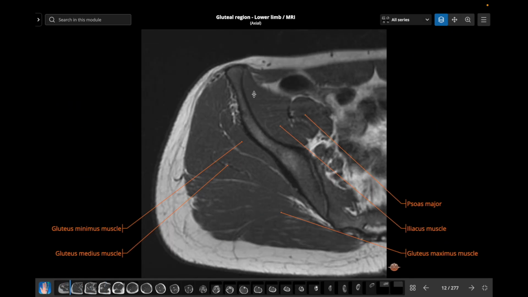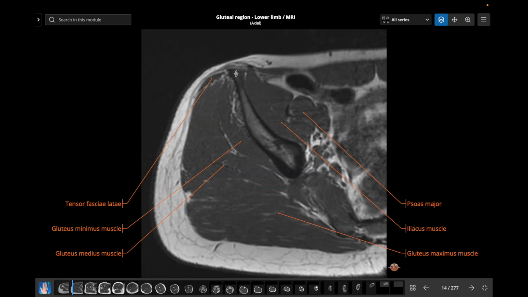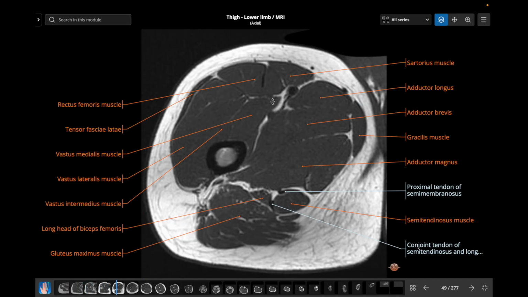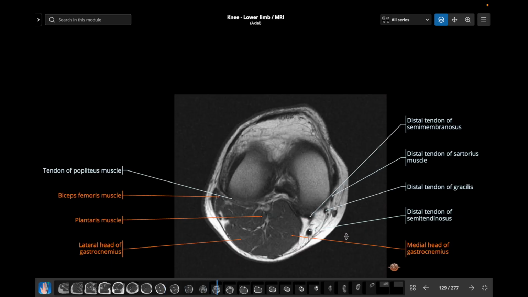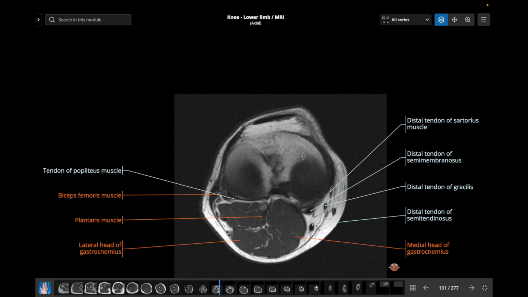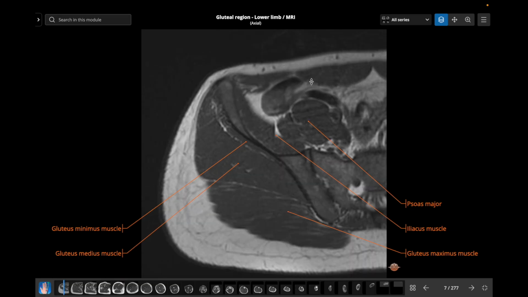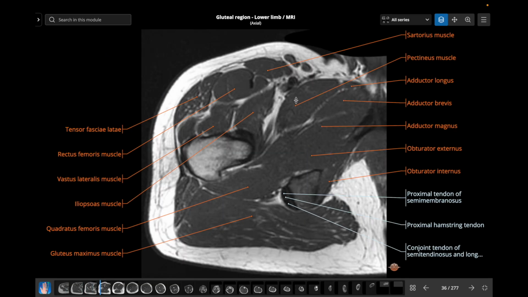You then have your sartorius muscle here, which attaches to the ASIS, and then that comes all the way down, if we follow it here, in the medial leg, and then attaches with the pes anserinus tendons on the tibia. The next muscle was rectus femoris, which they can test.